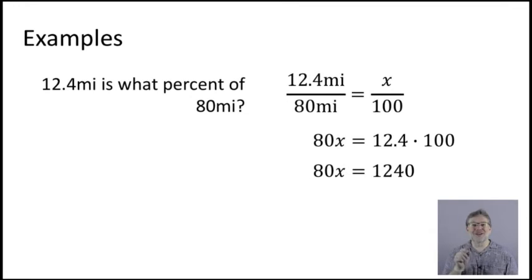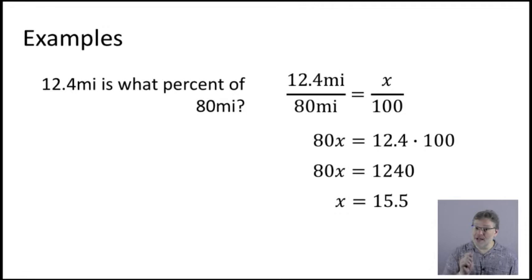You can see here another example of how we can multiply by 100 by moving the decimal place 2 spaces to the right there. 12.4 becomes 1240. 80x equals 1240. What are we going to divide both sides of the equation by? Turns out it's 80. So that's going to remove that 80 from the left-hand side. We'll just have an x. And on the right-hand side, 1240 divided by 80 is 15.5.